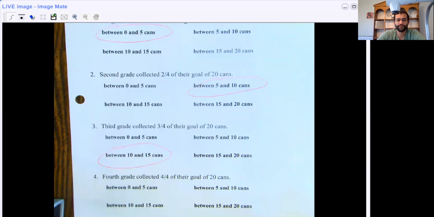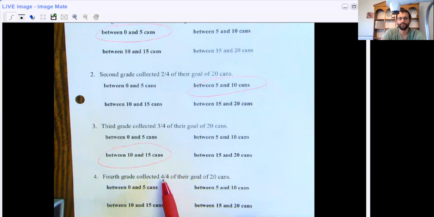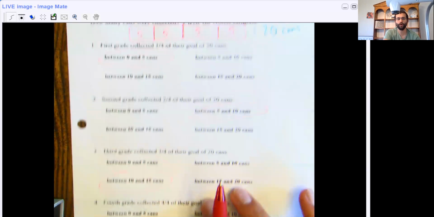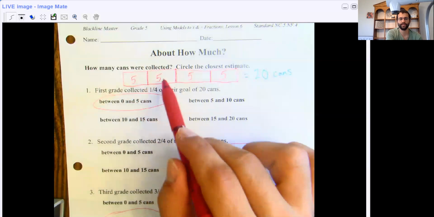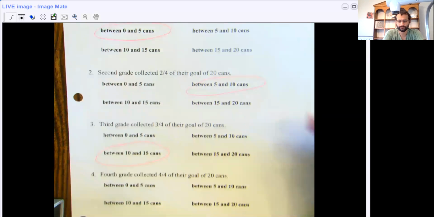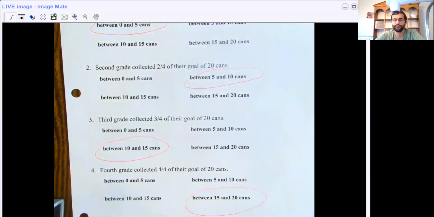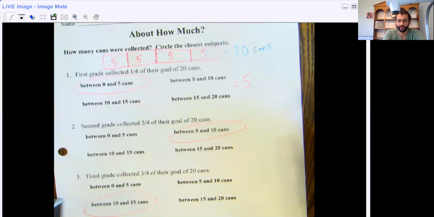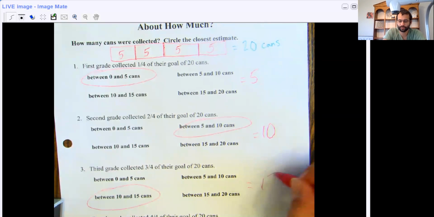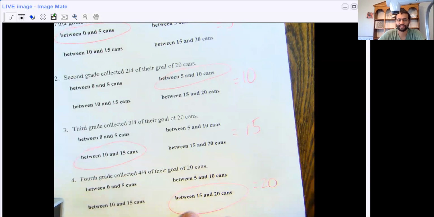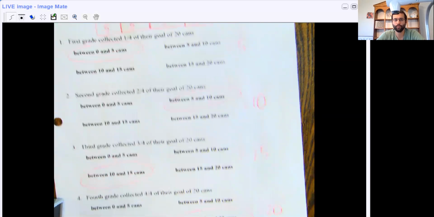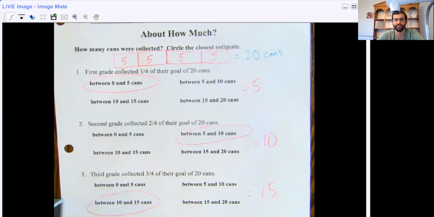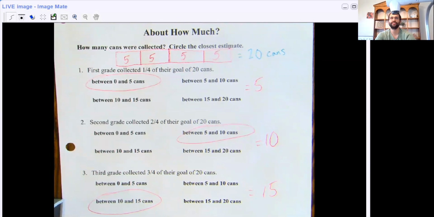And then 4/4, this is an interesting one. We know this is a whole. So this is basically like saying 20 times 1, or all 4 pieces. 5, 10, 15, 20. So this is going to be their goal of 20 cans. And I'm finding an estimate, guys. This is kind of a weird way that they showed me. So I know that this one's going to equal 5, this one equals 10, this one equals 15, and lastly, that equals 20. So I found what the actual number was, and now I'm just picking which of those answer choices is the closest estimate, or the closest thing that could be about that number.